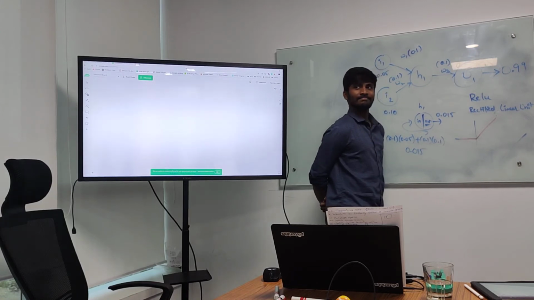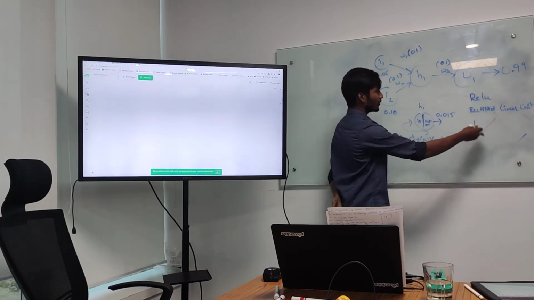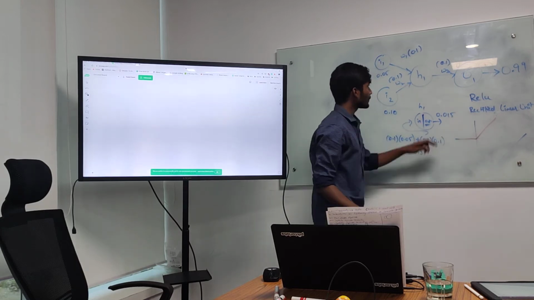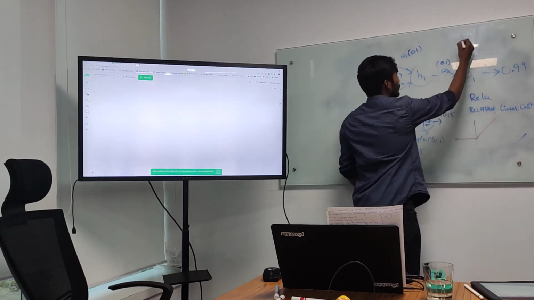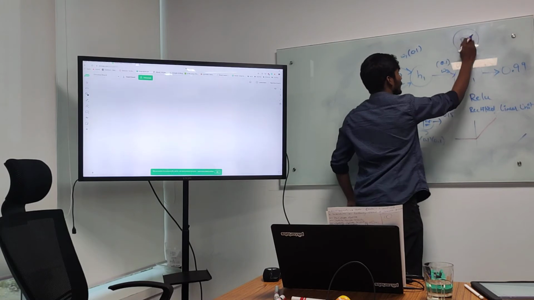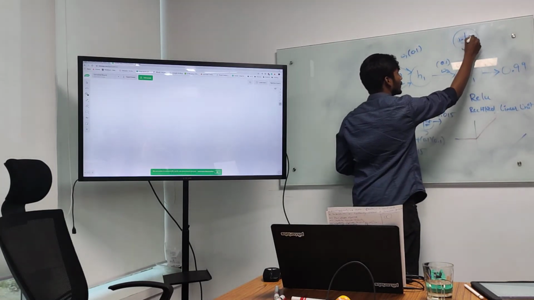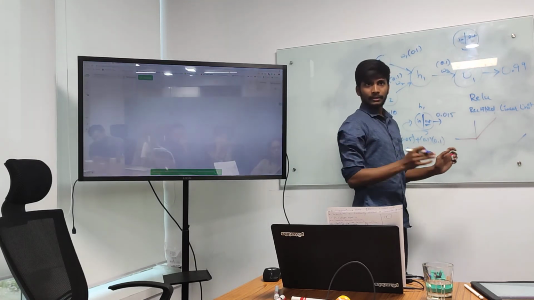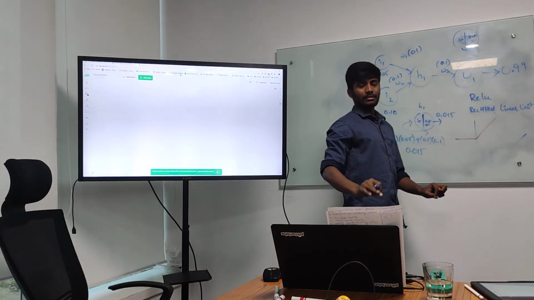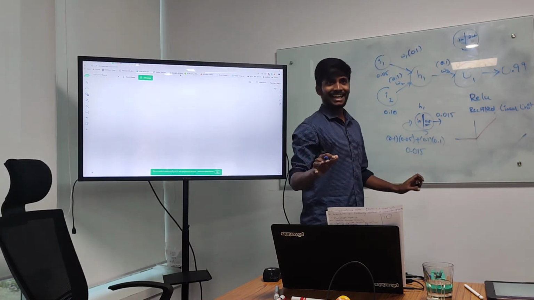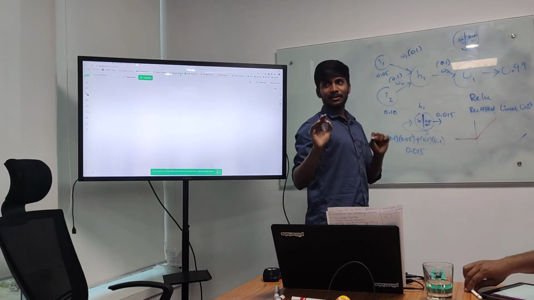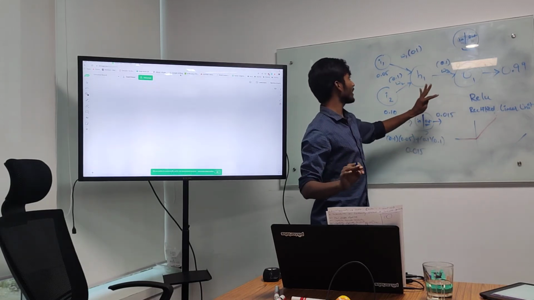Greater than 0. If it is greater than 0, then send it, otherwise don't send it. That's it, simple. So my output O1, the output layer, also has an input and an output, right? Following? Any confusion, please tell me, because I can't explain it again and again.